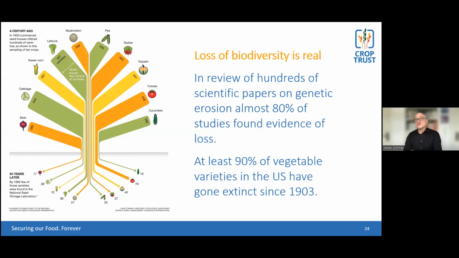The loss of crop biodiversity is real when looking at what happened. This is an example taken from the US, showing what happened within only one century. A lot of different varieties in the market, and 80 years later, so much reduced to only very few crops. At least 90% of vegetable varieties, for example, in the US have gone extinct since 1903. Next slide.